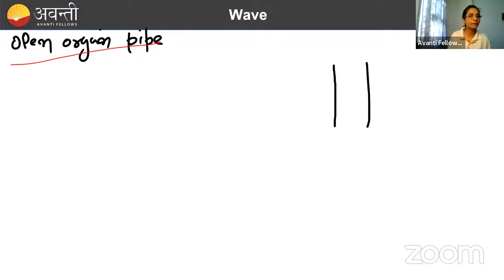Open organ pipe ka matlab kya hota hai? Jaise tumhare paas suppose kar lo ek pipe hai. In the diagram you can see there is a pipe and it is open at both ends. So if a wave is going to get generated here, what should be the case if things are open?